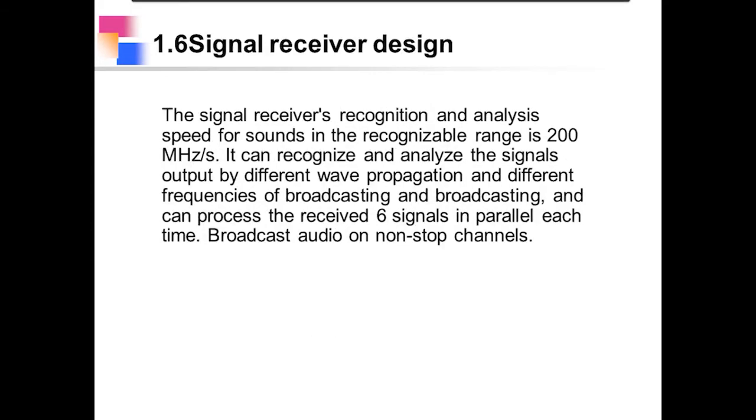Six, signal receiver design. In the design, the signal receiver's recognition and analysis speed for sound in the recognizable range is 200 MHz. It can recognize and analyze the signals output by different wave propagation and different frequencies of broadcasting, and can process the received six signals in parallel each time. Broadcast audio on non-stop channels. The special advantage of this type of signal receiver is that after identifying the outside broadcast, it will safely identify the broadcast date and audio to ensure the safety and health of the data.